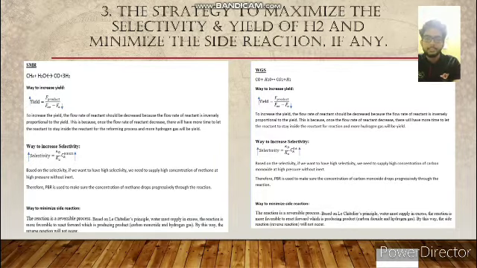For the WGS reactor, to increase the yield is the same strategy, which is to decrease the flow rate. Whereas for the selectivity, we need to supply a high concentration of carbon monoxide at high pressure without inert. And to minimize the side reaction, we have to supply the water in excess again so that the side reaction does not occur.